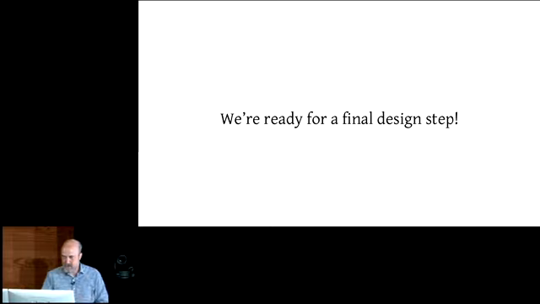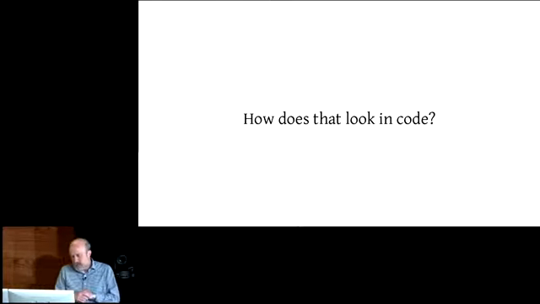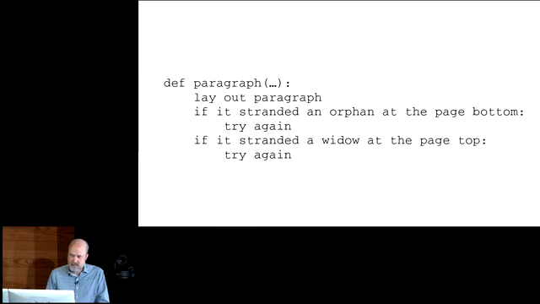All right, we're ready for a final design step. I talked earlier about widows and orphans, avoiding stranding the first or last line of a paragraph alone, as a human with intelligence laying out type, as it was done for hundreds of years in Europe. How does that look in code? Well, my paragraph routine was a bit complicated because of widows and orphans. A paragraph had to lay itself out. If it stranded an orphan at the page bottom, it had to go back and try all over again, laying itself out. If it then stranded a widow at the top of the next page, it had to try again.